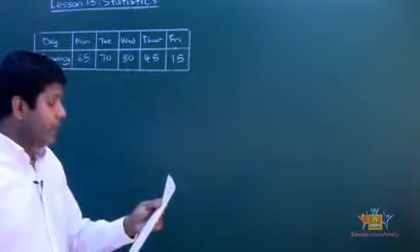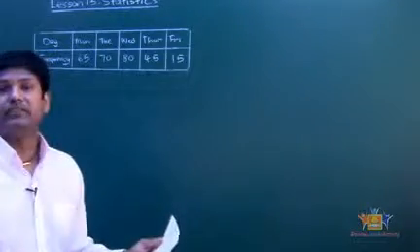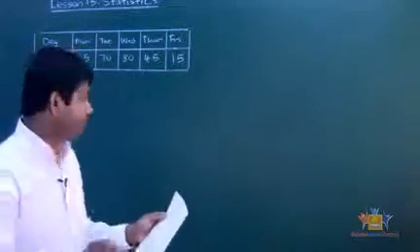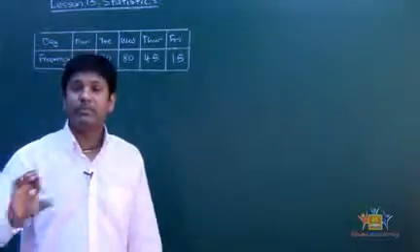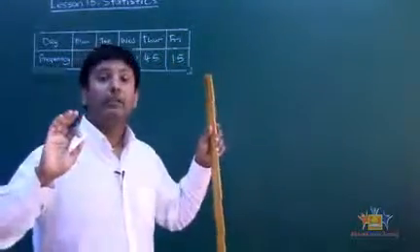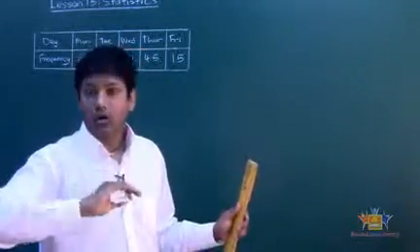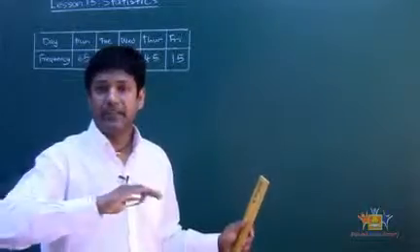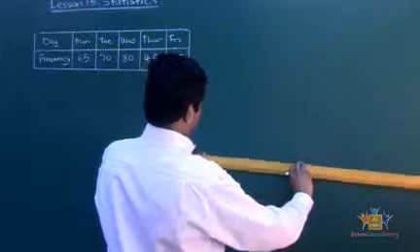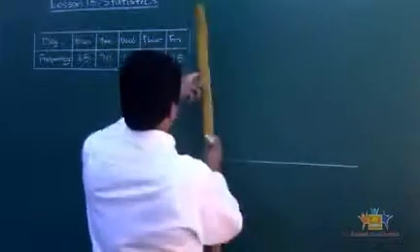Okay, good. Now we want to construct a horizontal bar chart to represent the data. Remember, the keyword is horizontal. So how do we do that? That means the bars are going to be horizontal. In order to construct a bar chart, what is the first thing we should do? Construct the horizontal and vertical axes, in other words, the x-axis and y-axis. So let's draw the x-axis, and then we're going to draw the y-axis.